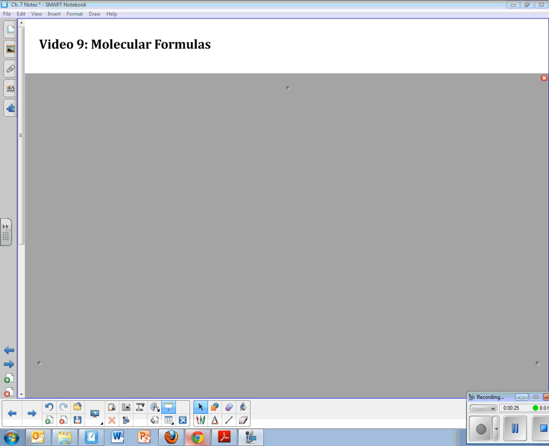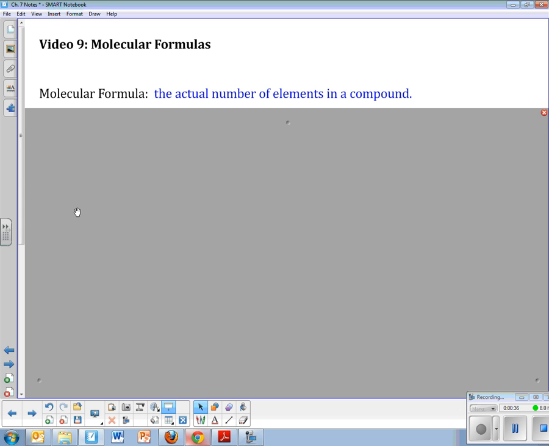So an empirical formula is the simplest ratio of the elements in a compound. So it's going to be like your most reduced form. Your molecular formula is going to be the actual number of elements in a compound. So it could be the same as your empirical, or it could be a multiple of that.